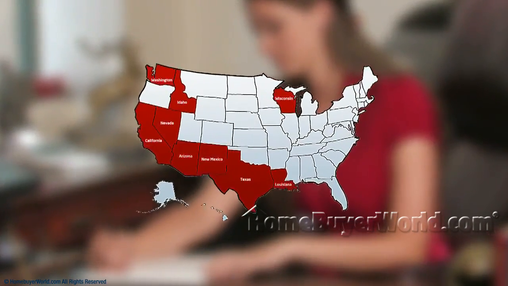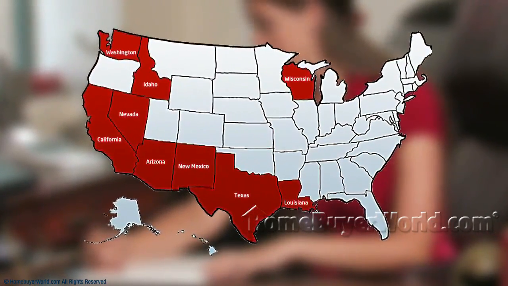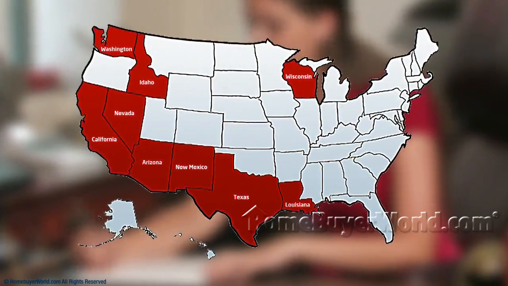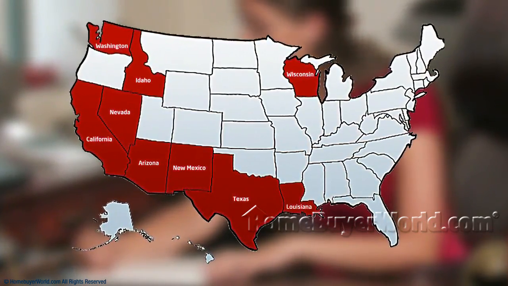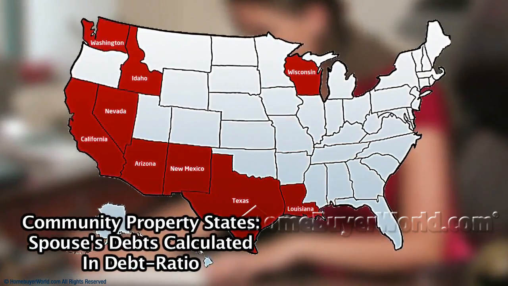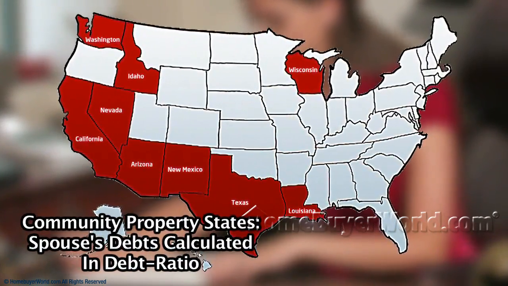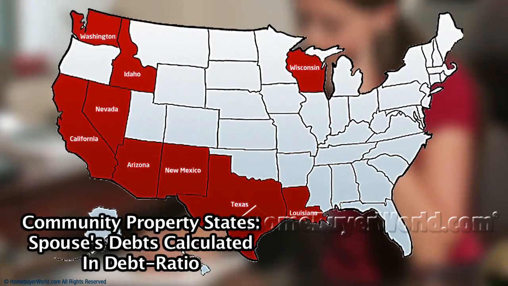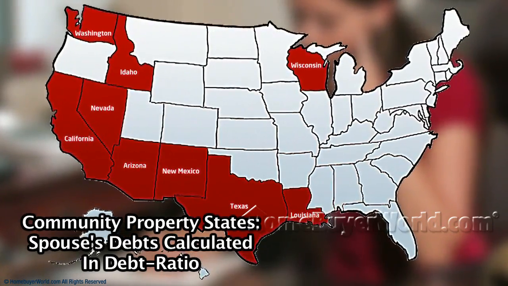In the 9 community property states, Arizona, California, Nevada, Idaho, Louisiana, New Mexico, Texas, Washington, and Wisconsin, the spouse's debts have to be considered when qualifying the buyer, even if the spouse will not go on the loan. This can often lower the amount an individual can qualify for.